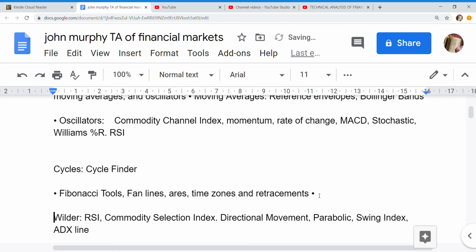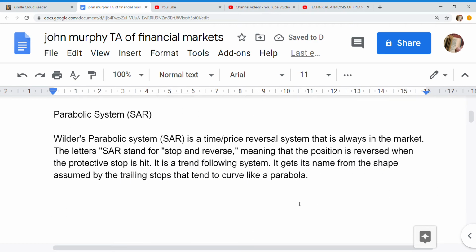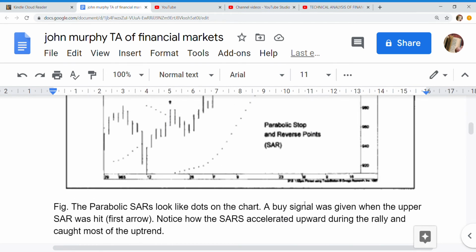Parabolic system, SAR. Wilder's parabolic system, SAR, is a time price reversal system that is always in the market. The letters SAR stand for stop and reverse, meaning that the position is reversed when the protective stop is hit. It is a trend following system. It gets its name from the shape assumed by the trailing stops that tend to curve like a parabola. Figured parabolic SARs look like dots on the chart.